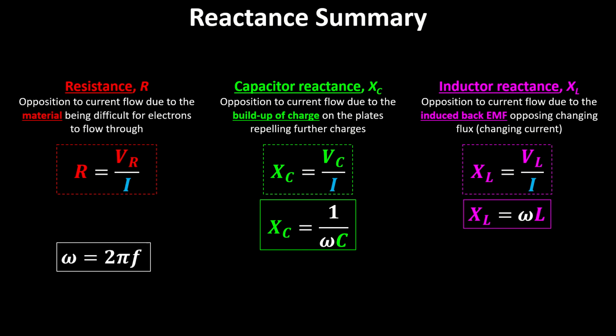Bearing in mind in all these cases, omega is 2 pi f, and in all cases, the voltage and current values could either be both RMS or both maximum, as long as they're both the same. Usually we deal with RMS values.